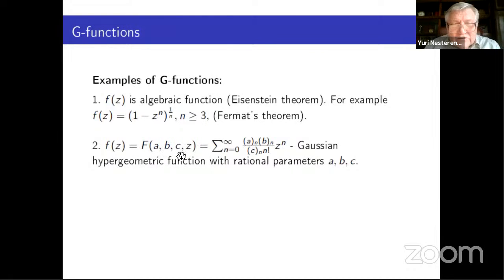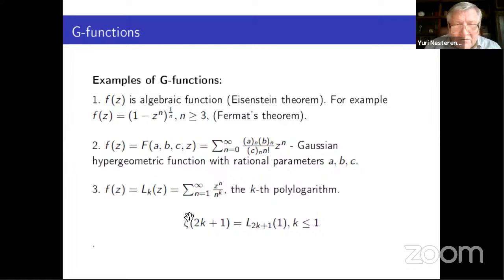Next is a Gaussian hypergeometric function. So A, B, C are rationals. And the question is about rational parameters when the values are transcendental, for example. This is an open problem. Next example are polylogarithms.